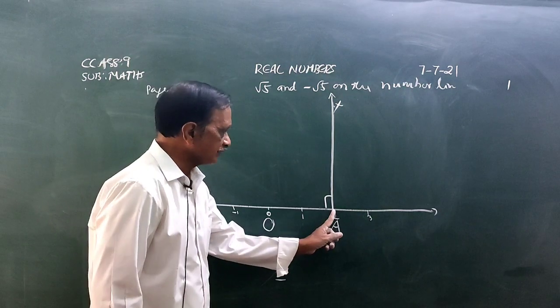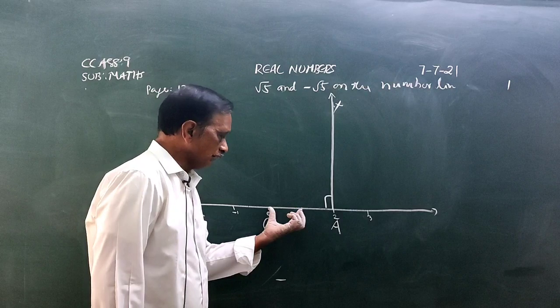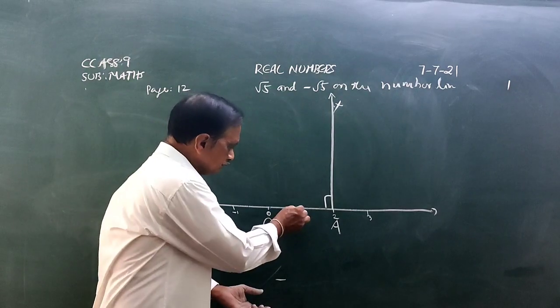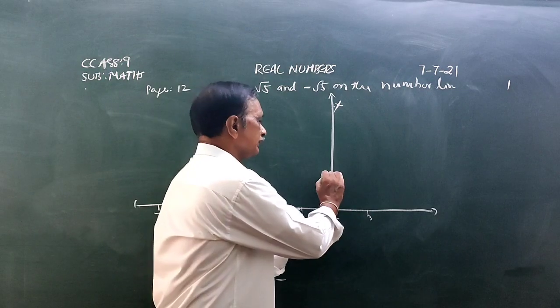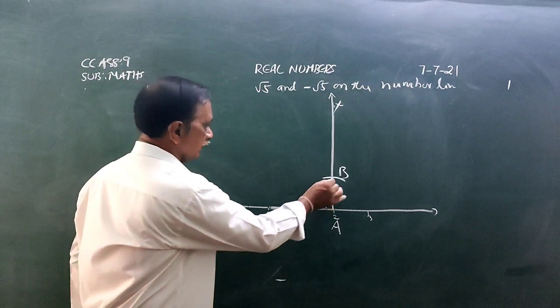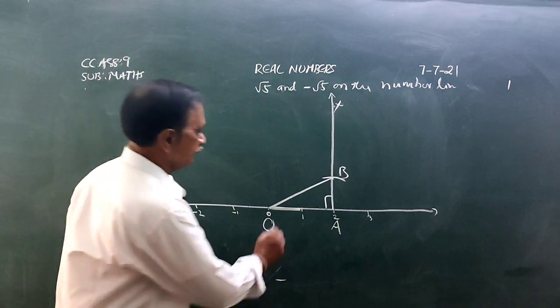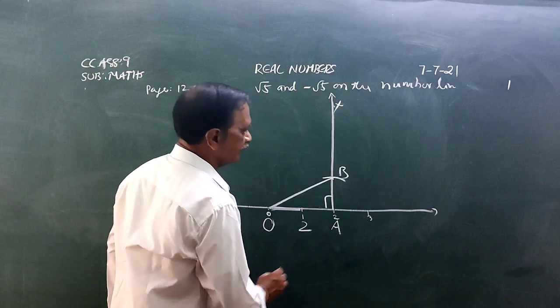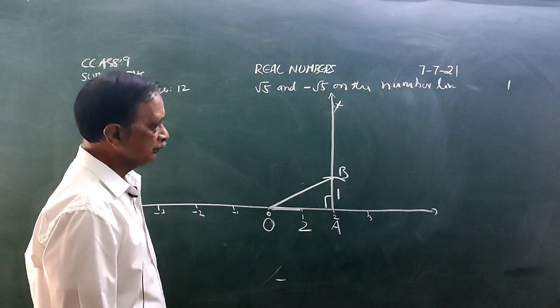Now taking A as center and radius 1 unit, draw an arc to intersect AX ray at B. Join OB. Now here OA equals 2 units, AB equals 1 unit. Can you find the measure of OB?